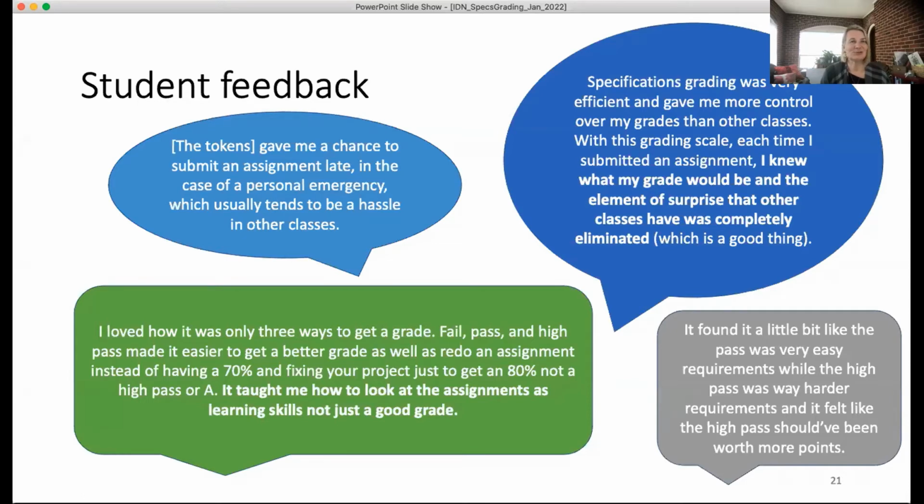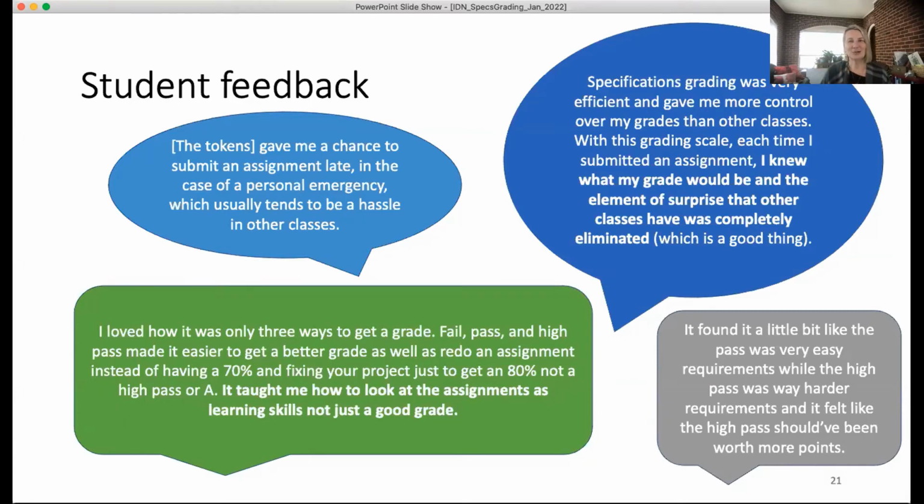We've got the student who says that they got the chance to use tokens for late assignments and it wasn't a hassle like it could be in other classes. The student who said they liked having the clarity of fail, pass, and high pass. And I love the last line of this quote. It taught me how to look at the assignments as learning skills, not just a good grade. And, as an instructor, isn't that what we all really want?